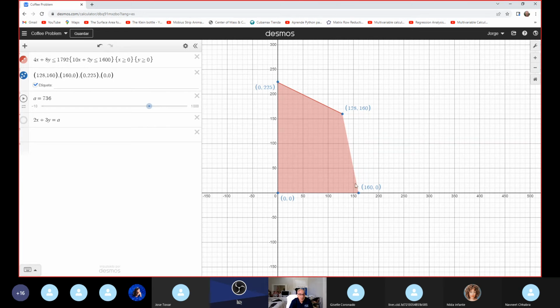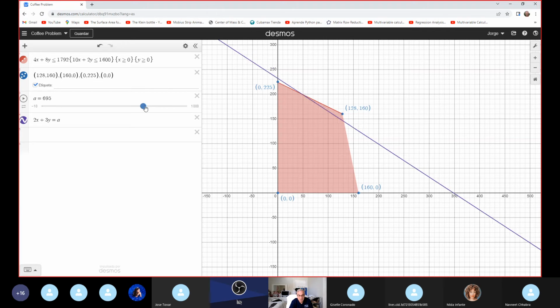Okay. Now I can see the objective function. And the objective function I can move using the slider. You can do it this way, but no, you are doing it manually. And the answer here, when you evaluate, is $736. Okay. I don't know if it's the maximum, no?